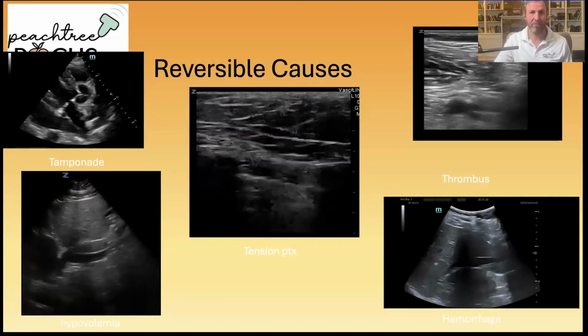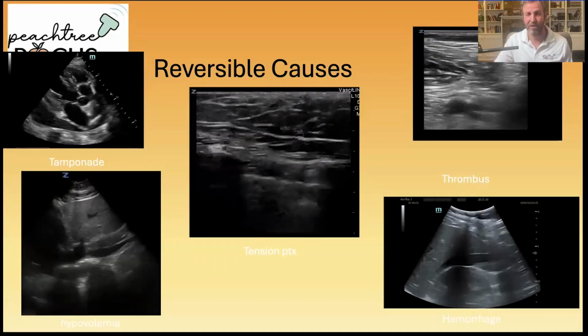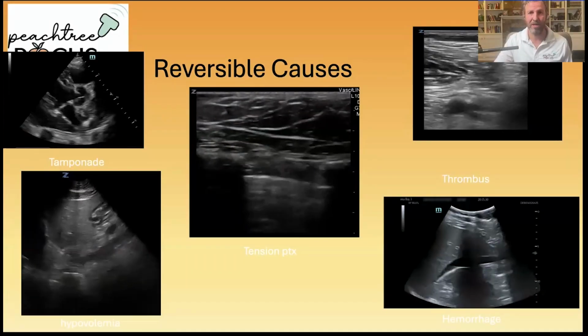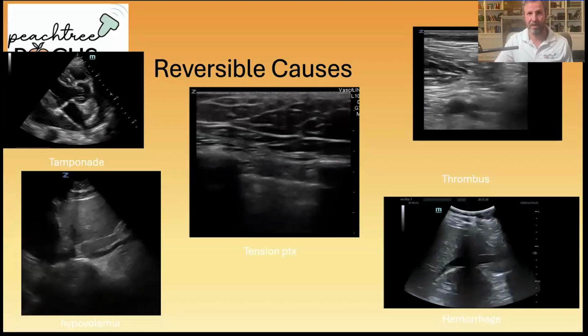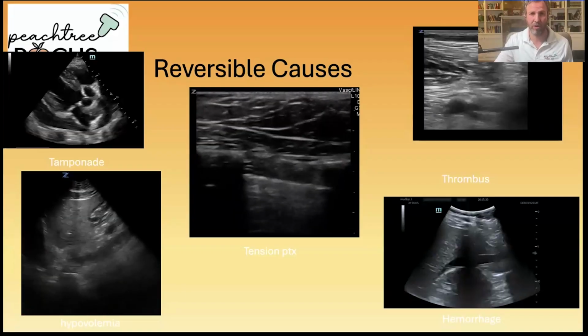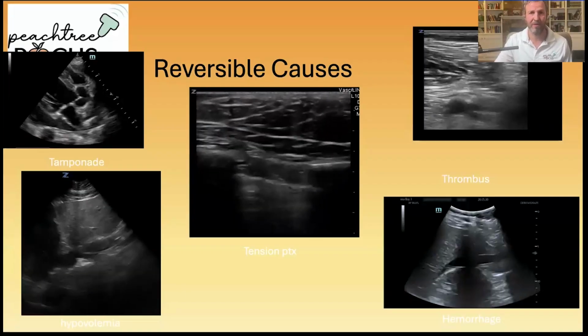And then there's hemorrhage. And so a FAST exam, a focused assessment with sonography in trauma, showing free fluid in your abdomen could be your answer if there's bleeding from an internal organ or from trauma that you didn't know happened.